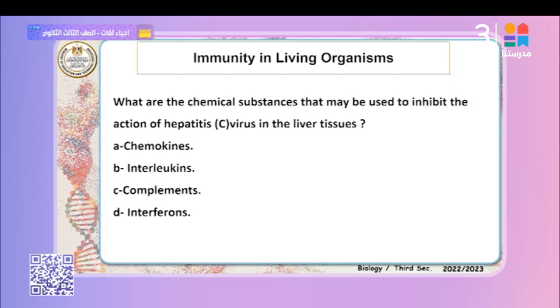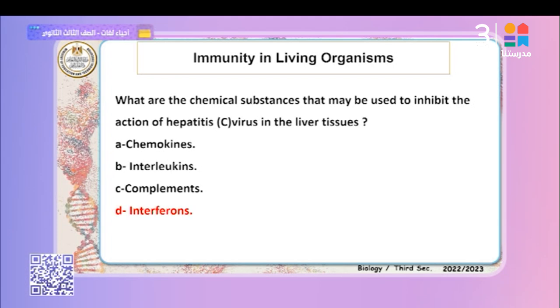Why? Chemokines recruit cells to the site of infection, any infection. Interleukins mediate communications and activations. Interleukins activate helper T cells and B cells for the production of antibody, which is not specific to the cell infected with virus. Complements lyse the antigen in microbes, not virus. But interferons are specifically secreted from cells infected with virus, so the best answer is D. That's right. Okay.